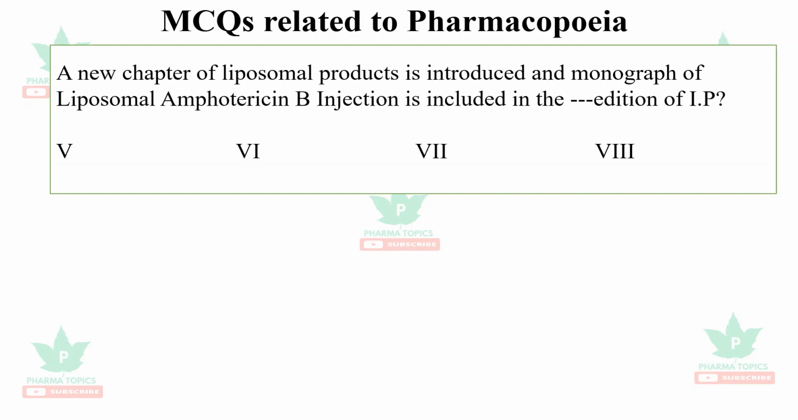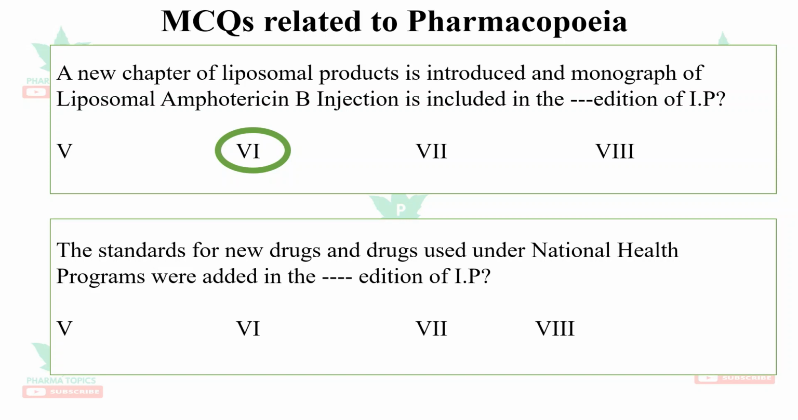A new chapter of liposomal products is introduced, and a monograph of liposomal amphotericin B injection is included in the dash edition of IP. The options are 5, 6, 7, and 8, and the answer is the 6th edition. The standards for new drugs and drugs used under national health programs were added in the 6th edition of IP.